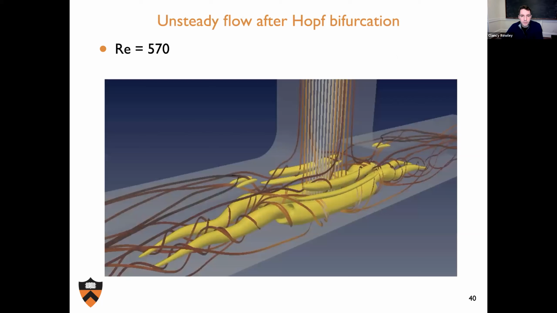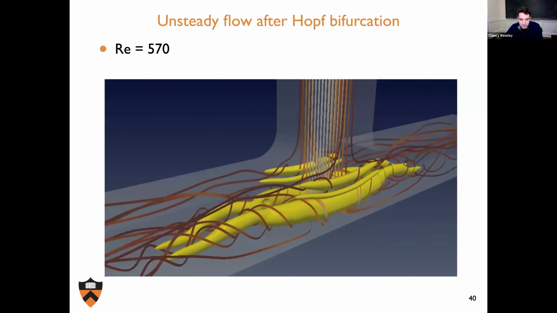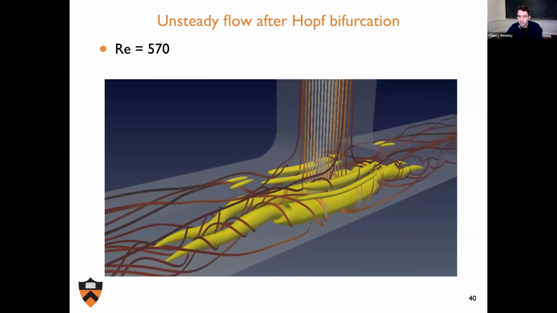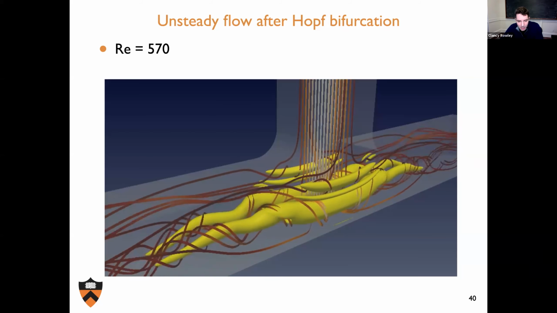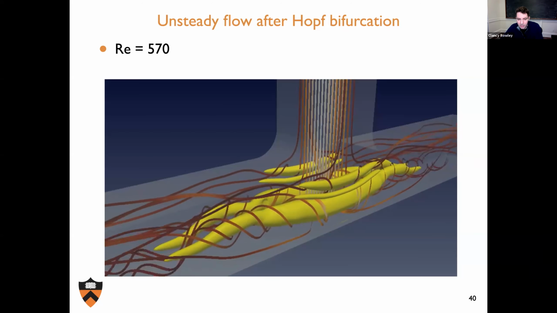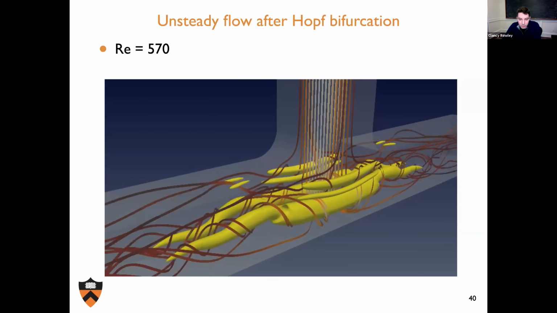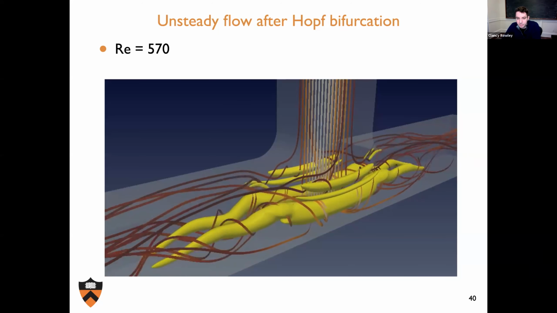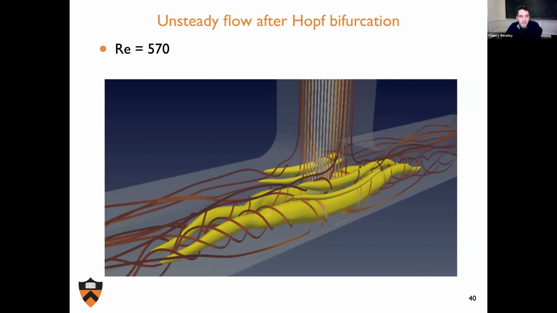So here's just a movie showing the unsteady flow after the Hopf bifurcation. So here's the structure, and for lower Reynolds numbers, the structure is just steady, but for a higher Reynolds number, the structure starts to warble like this and oscillate, and that's what happens at a Hopf bifurcation. You get this periodic orbit. So this is precisely what we observe in the experimental data too.